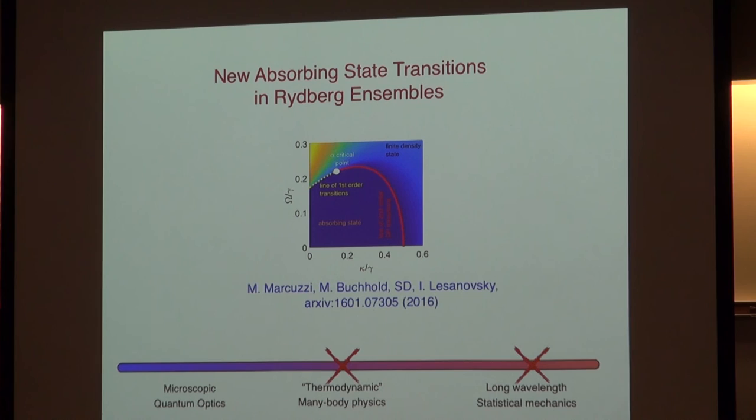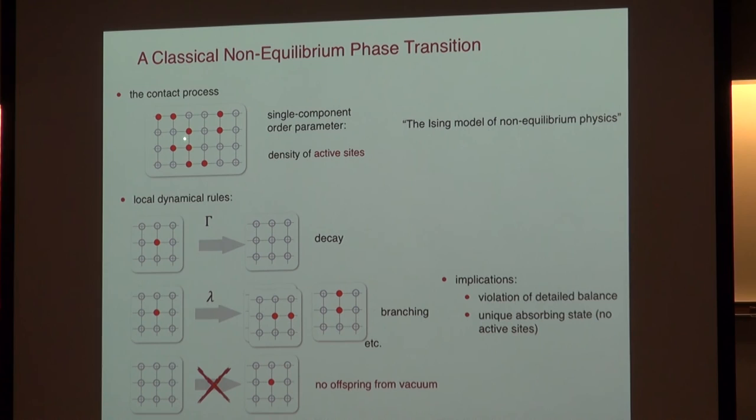So this phase diagram shows you on this axis a well-known classical problem, a classical non-equilibrium phase transition, known as the directed percolation universality class, which is the universality class of this contact process here, just spins or active or inactive sites on a lattice. The order parameter is the density of active sites, and you have local dynamical rules: an active site can decay to an inactive site, and an active site can produce an offspring or a branching by infecting, if you want, it's also a model of infection, a neighboring site. While it is not possible to have an offspring from the vacuum, so to go from an inactive to an active site. You really need this infection from the site.